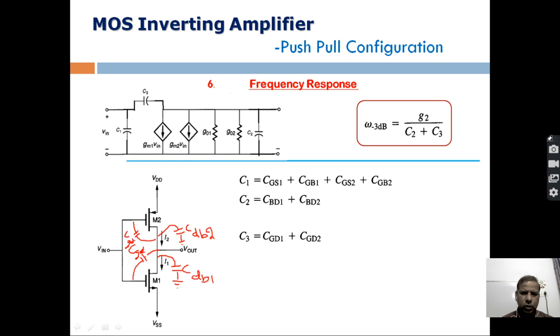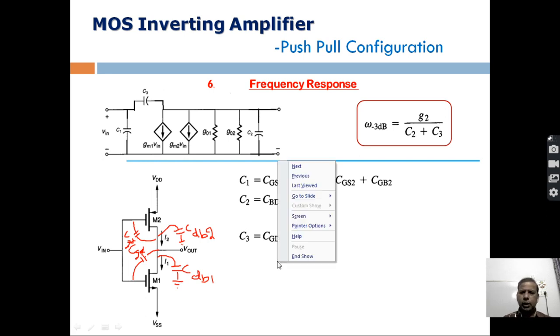Anyway, I am not that good at writing using the mouse. So this is also between output and input, and input is common. It means the terminals of these capacitive components are connected together, and these are also connected. So these two capacitive components are also coming in parallel. This is the gate-drain capacitance of the first, and this is the gate-drain capacitance of the second. These two capacitors are in parallel, so they are added like this. That way we can find out C2 and C3.